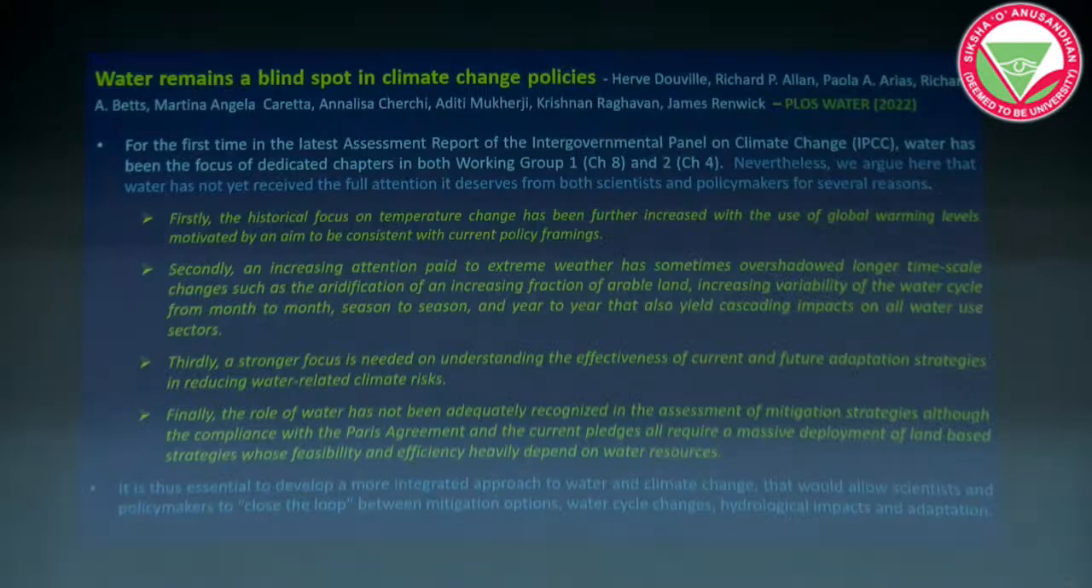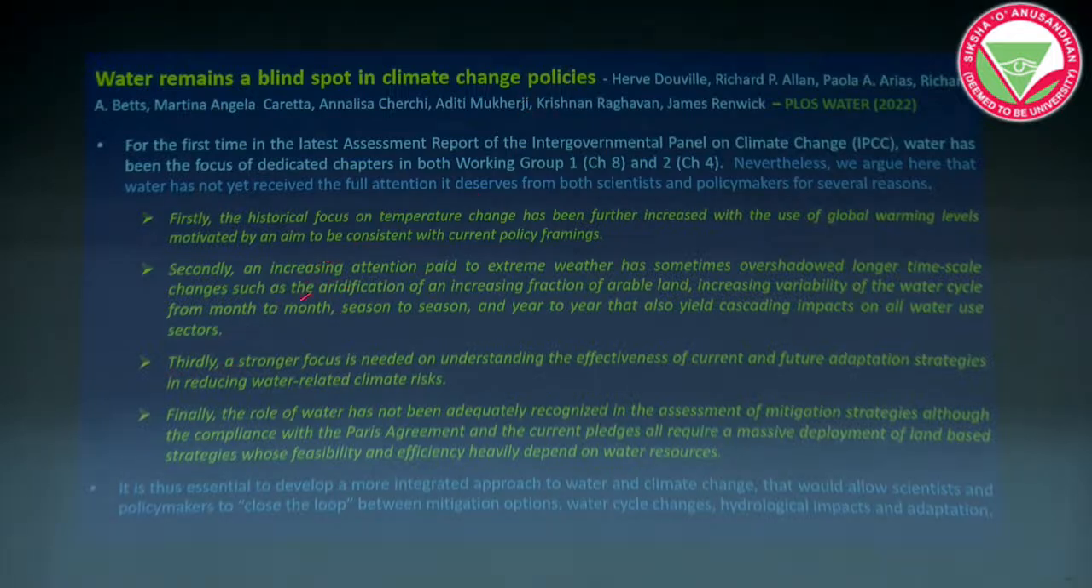So I'm quickly winding up, just two or three slides. Climate change is already happening. So we definitely have to mitigate climate change, and that's going to take a long time because the greenhouse gases have a long lifetime. But the main problem is that water is also getting affected. Water is still a blind spot when you talk about climate change policies. It is still a blind spot.